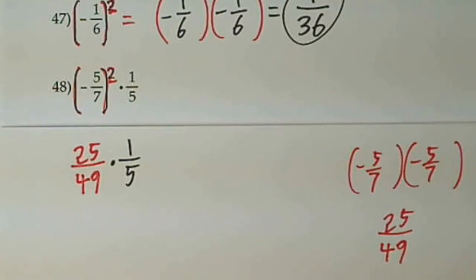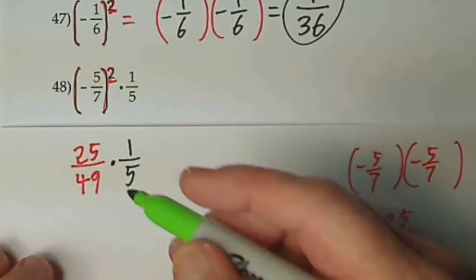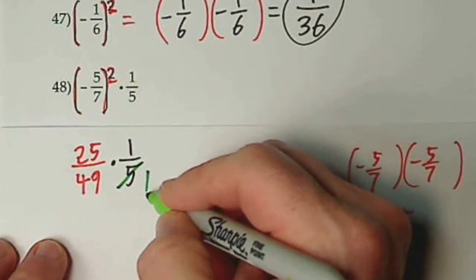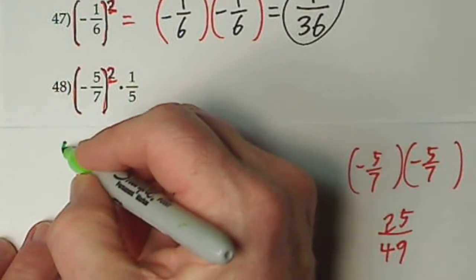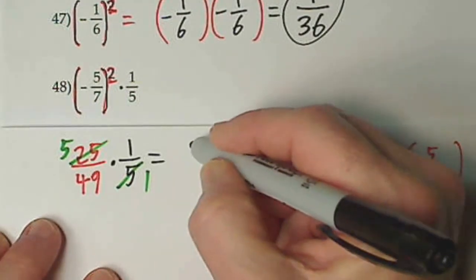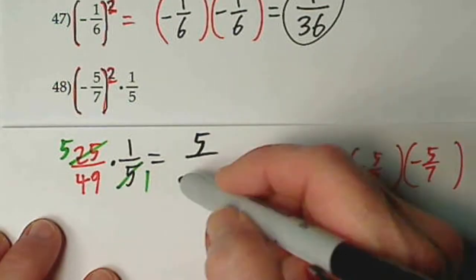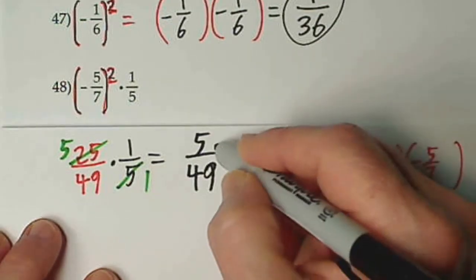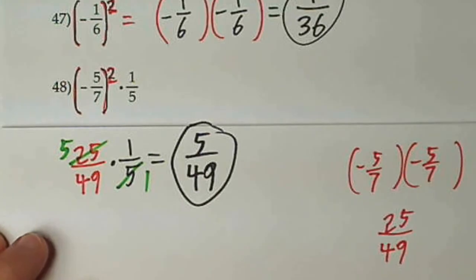And I really don't feel like multiplying 5 times 49. And fortunately, I can reduce. 5 goes into 5 once. 5 goes into 25 5 times. When you multiply, you go straight across. 5 times 1 is 5. And 49 times 1, 49. So that's the result of that one.